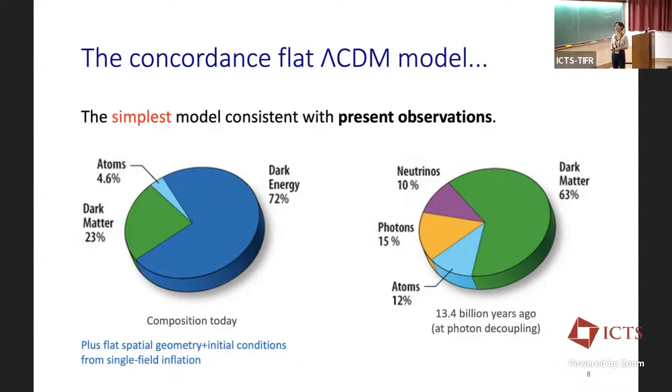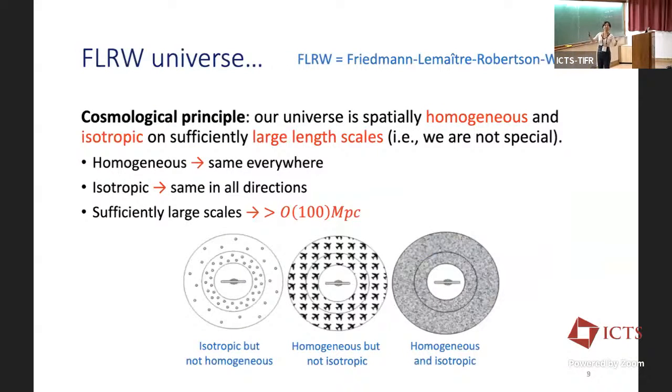And if you wind the clock back about 13.4 billion years, around CMB formation times, then you see the energy content is a bit different. So you have mostly dark matter, some neutrinos, some photons, and some atoms. Okay, so this is the cosmological model that we know today. But how do we get to this point? Well, to get to that point, we have to first start with what we call the Friedmann, Lemaître, Robertson, Walker universe.